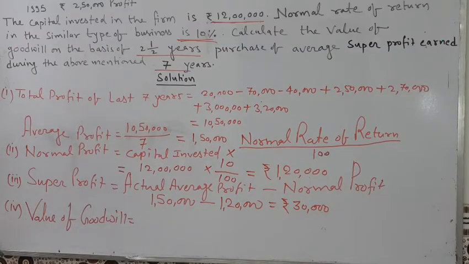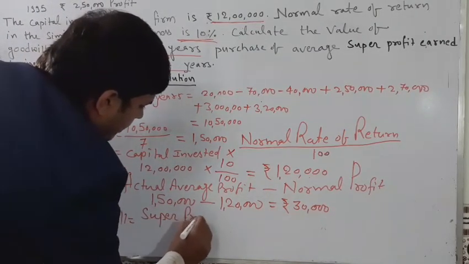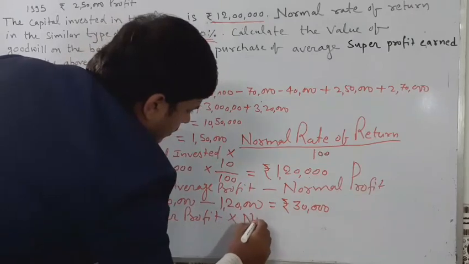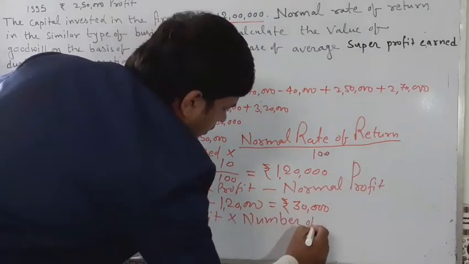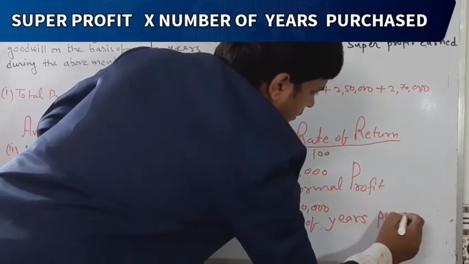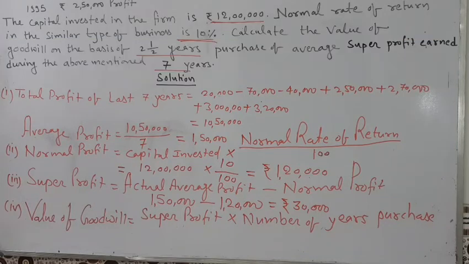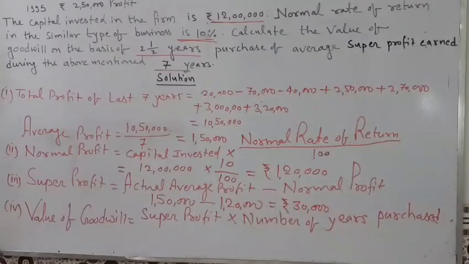Super profit into number of years purchase. This is the formula of value of goodwill. Already you have written it in the last video. Super profit into number of years purchase. Okay, already you have written super profit into number of years purchase.